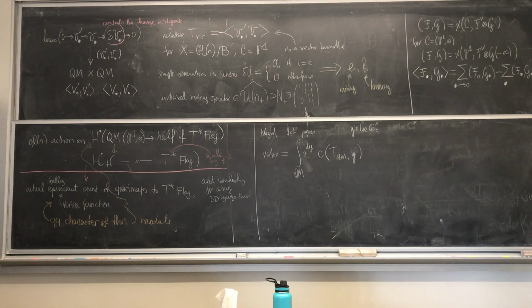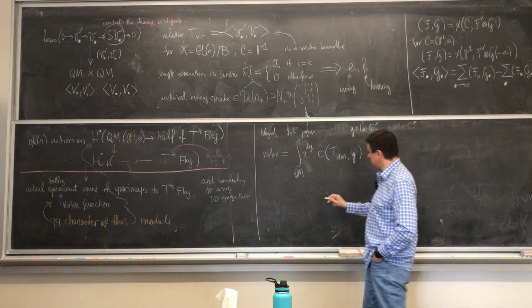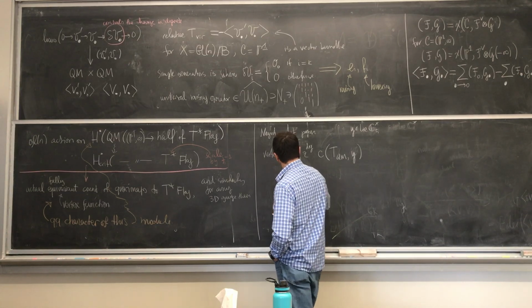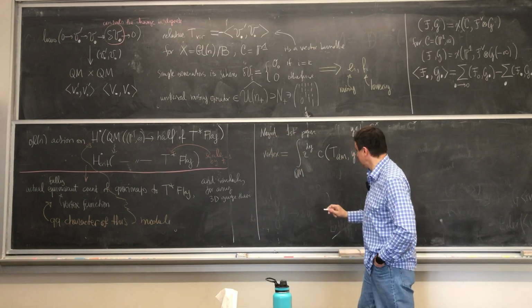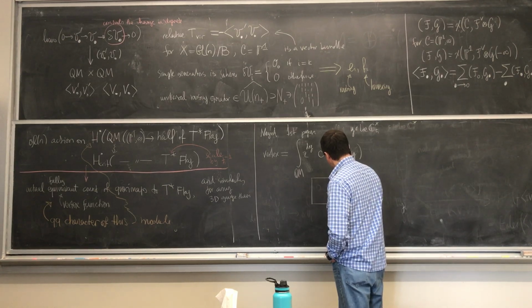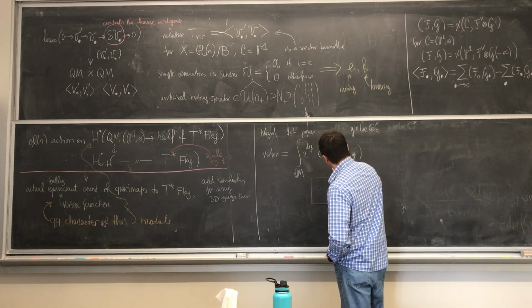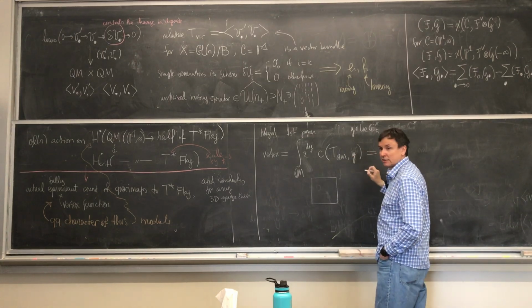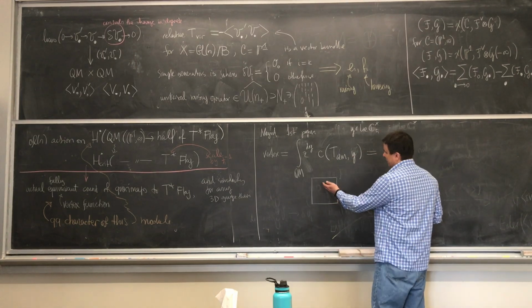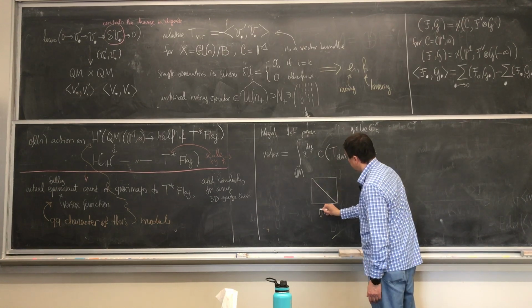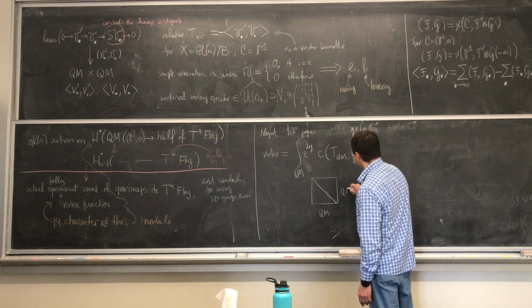And so this is how we're going to proceed now. We want to say that this is a trace of some operator. So this is an integral over the diagonal in Quasimaps times Quasimaps, and this is the diagonal.